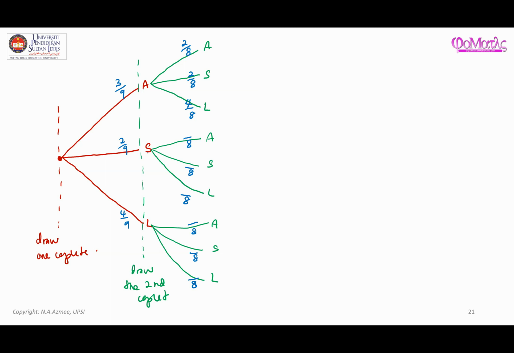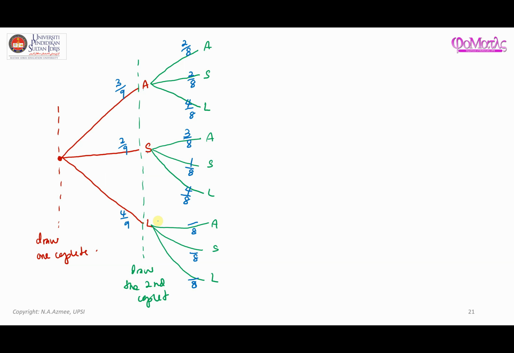Now, following the same idea, we can see that you have arrived at this junction by taking out sedative. So the number of aspirin remains at 3. The number of sedative is going to be reduced to 1. The number of laxative remains at 4.